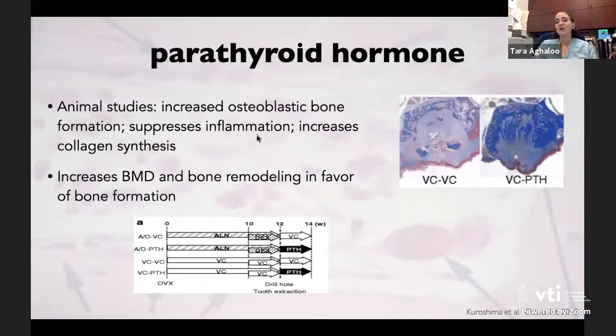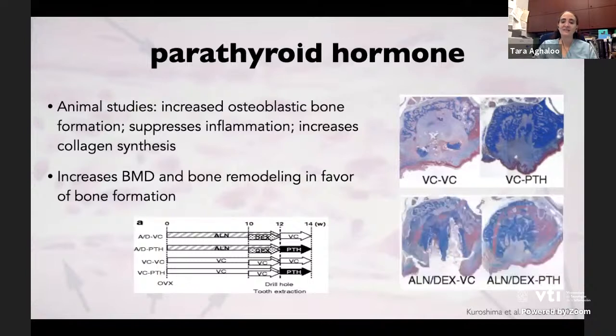This study was done quite a number of years ago, but was a very, very nice study. It looked at animals that had saline and then no parathyroid hormone and had an extraction. This is in mice. It was either mice or rats. I think it was mice. And then the tooth was extracted and they were given parathyroid hormone. And you can see the blue is the bone formation here inside the extraction sockets.